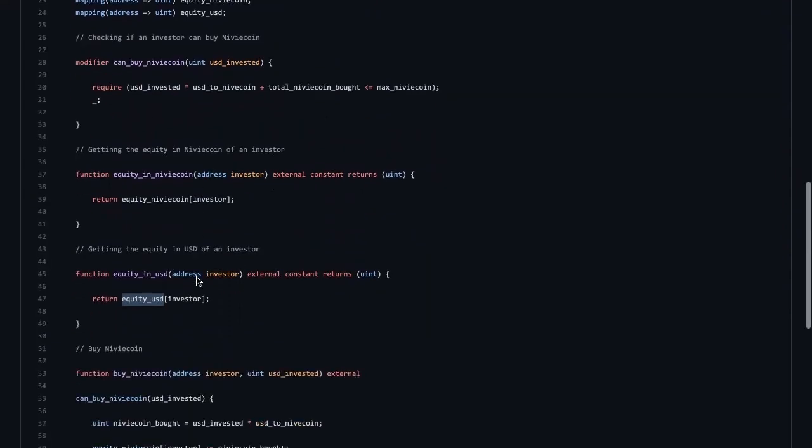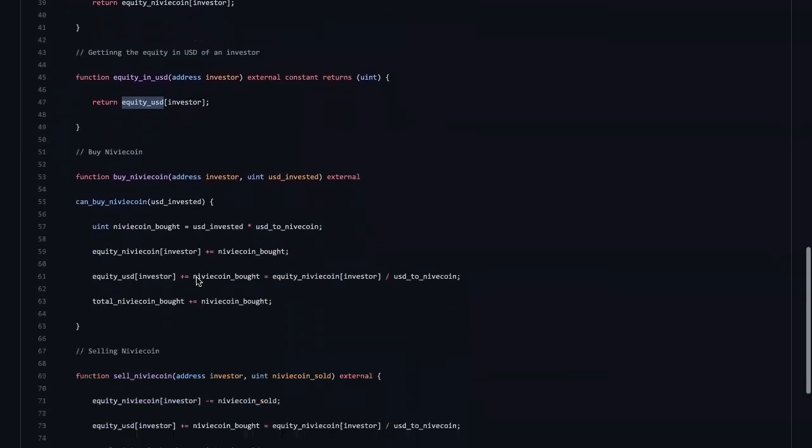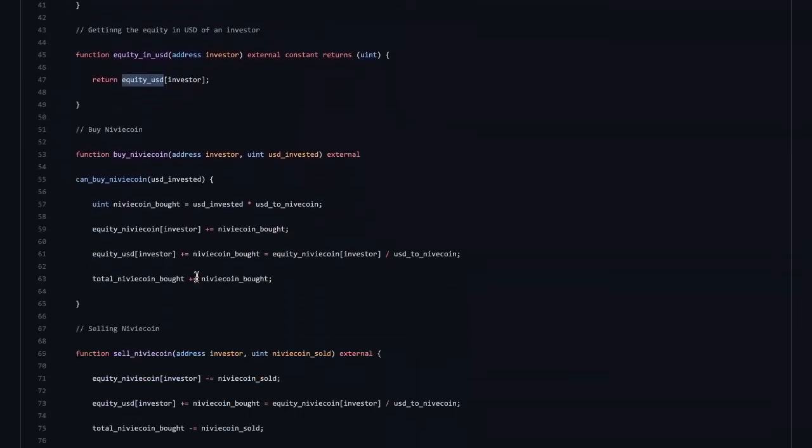So now if all the tests have been passed, let's check to see how someone would go about buying Niviecoin. So in this function where we're buying Niviecoin, we have two parameters. One is the address of the investor, because this is where everything needs to take place. So in pretty much all the functions, we're going to be asking for the address. Next, we have the US dollars that they're investing. So how many US dollars do they actually want to put into Niviecoin?